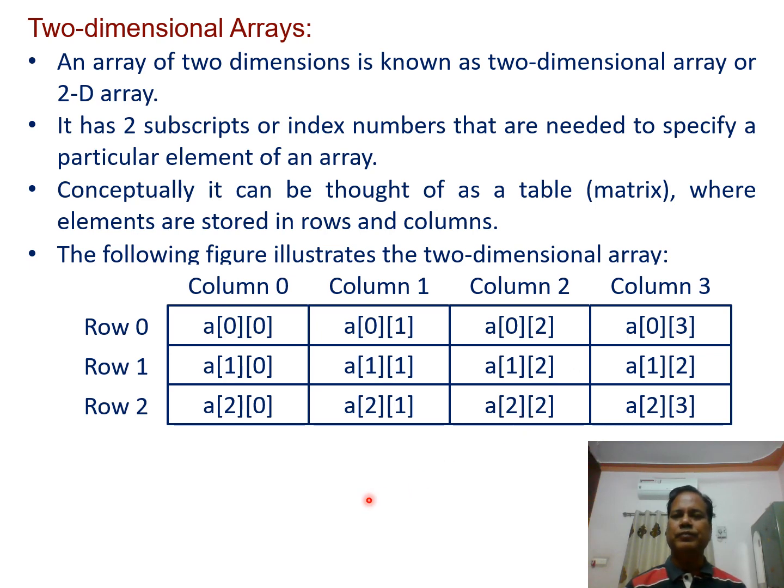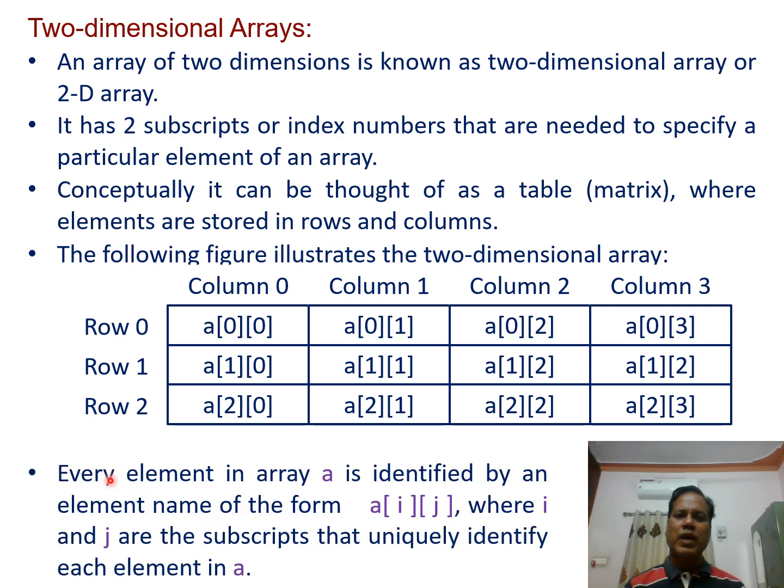So this diagram is an example of how the data in two-dimensional arrays are arranged. Our definition of two-dimensional arrays: every element in array A is identified by an element name of the form Aij, where i and j are the subscripts that uniquely identify each element in A.